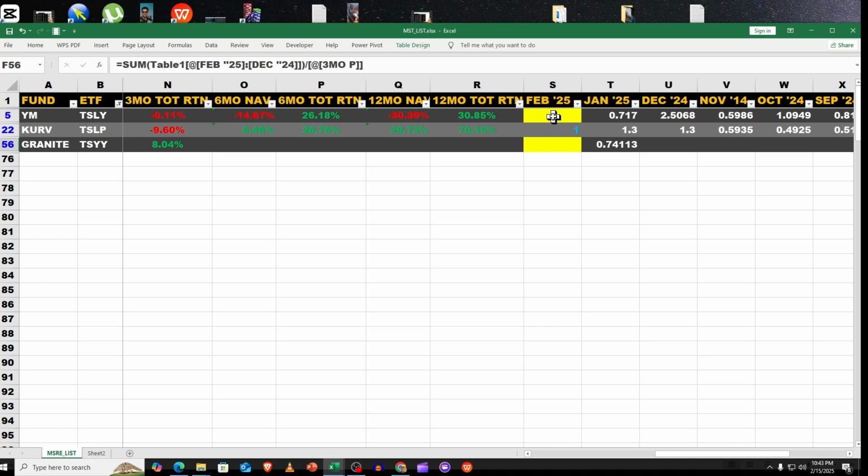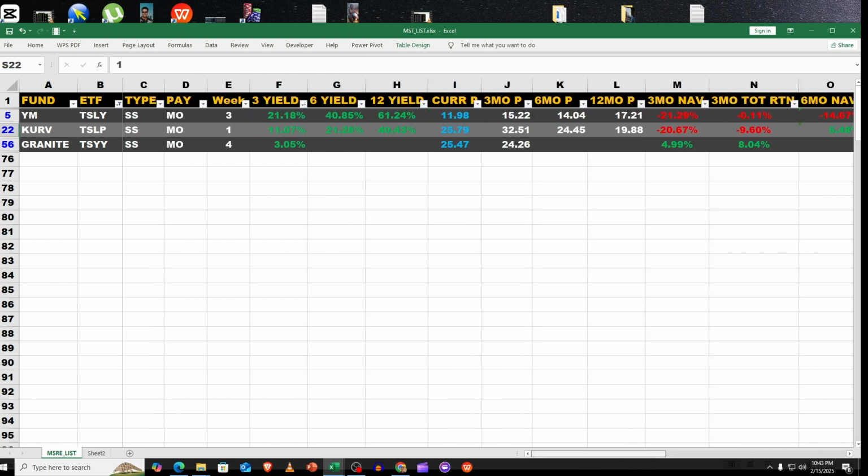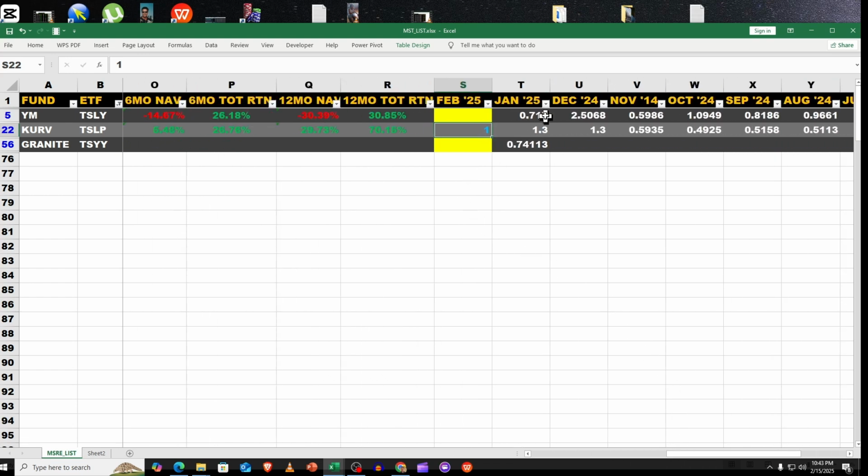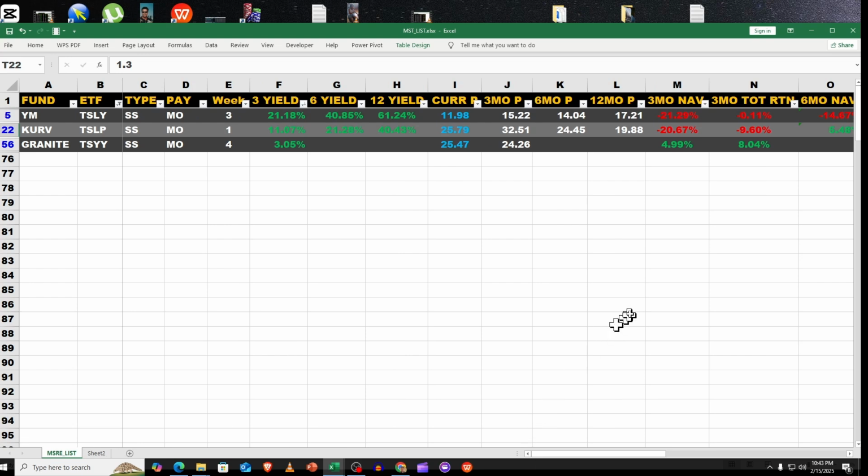It hasn't yet. What does a yellow box mean? It means they haven't paid yet this month. Curve has already paid this month because it pays on week 1. So week 3 and week 4 remain to be paid. But Curve and Tesla have already been making all their payments. They've only had one payment so far in January. And its payment was bigger than YieldMax's, but less than Curve's. So that kind of stuff, right?